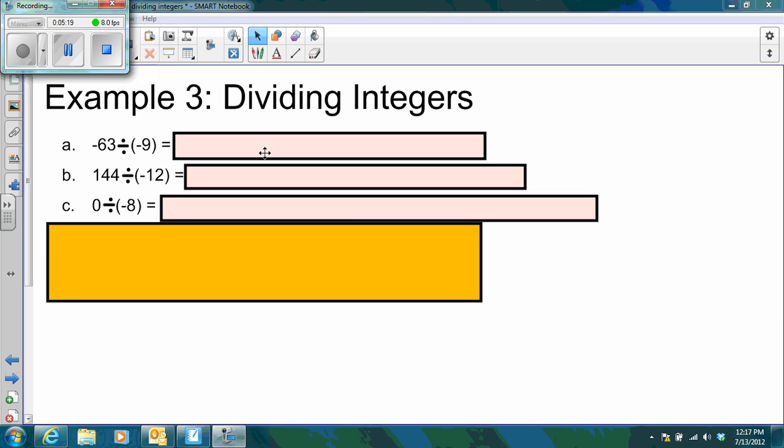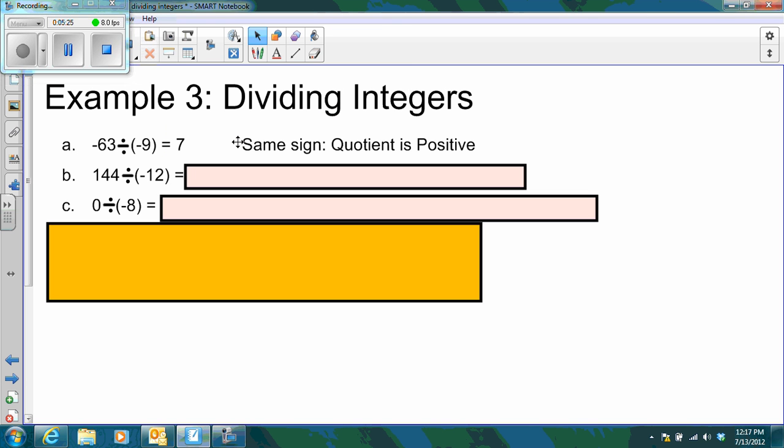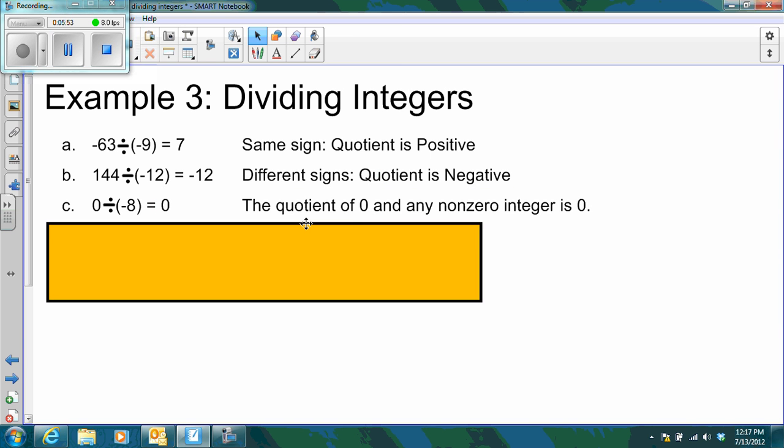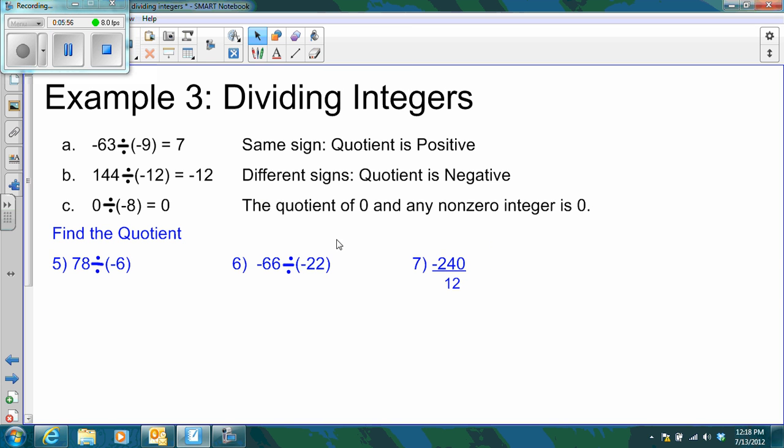Dividing integers uses the same rule. So in this first one, for A, we have negative 63 divided by negative 9, which equals 7. Since they have the same signs, the quotient is positive. So 63 divided by 9 is 7. Since they're both negative, we get positive 7. Now for B, we have 144 divided by negative 12. So in this case, we have different signs, so it has to be a negative number, so we get negative 12. And in the last case, we have 0 divided by negative 8. And anytime you have 0 divided by any number, it's always 0. So go ahead and try a few on your own and bring them with you to class tomorrow.